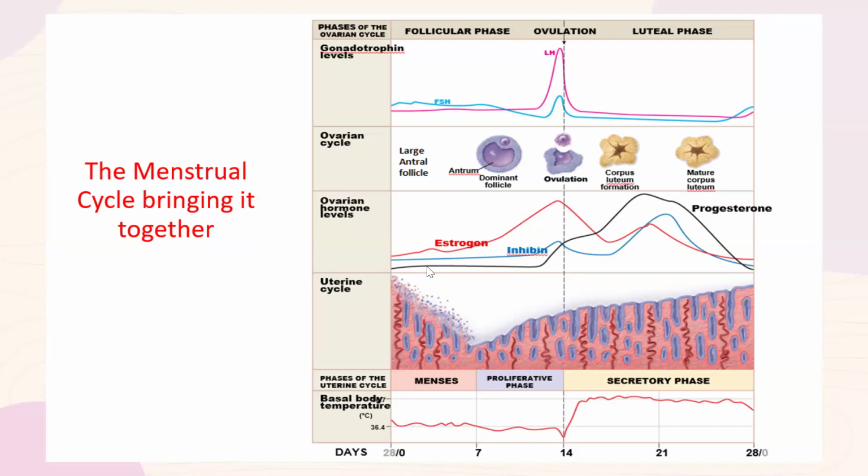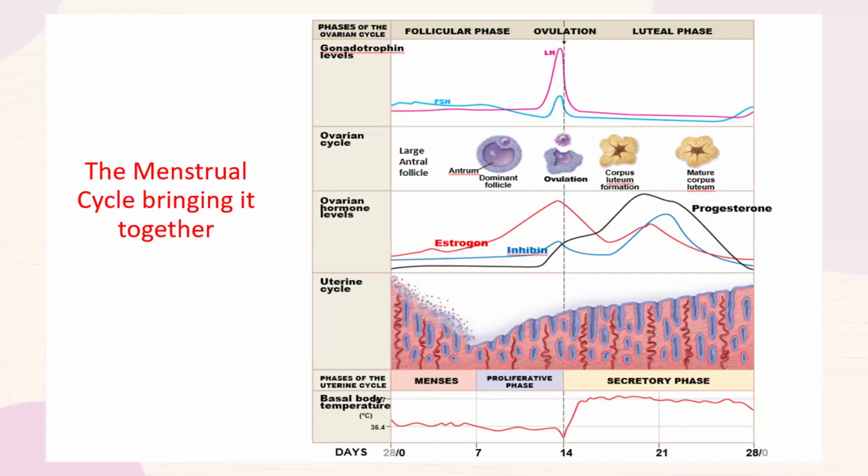Whereas progesterone, this is the black line, stays pretty much low the entire first half of the cycle, and that is because there isn't really anything that's releasing progesterone. But then as ovulation occurs, and now you have the corpus luteum formation, we know that the corpus luteum produces progesterone, and so the levels would rapidly increase in the luteal phase of the cycle.